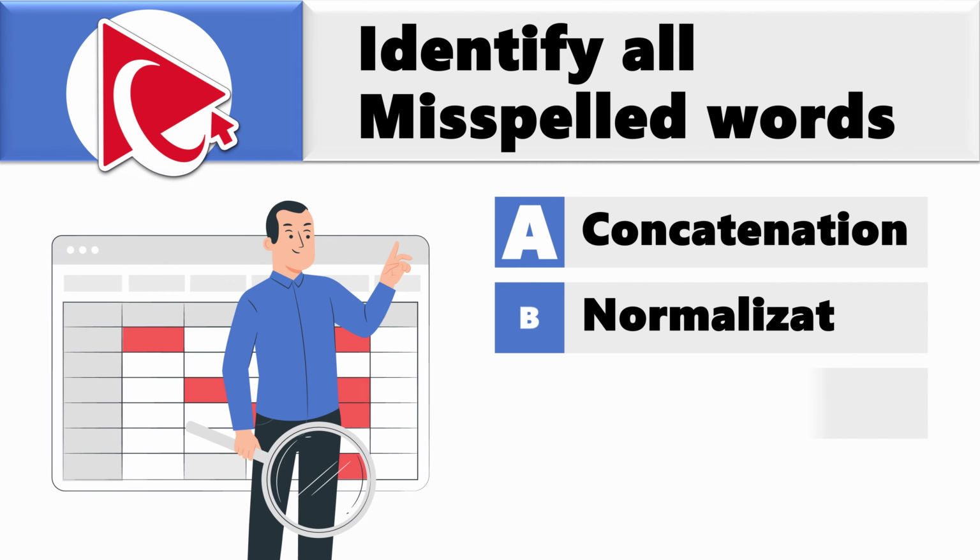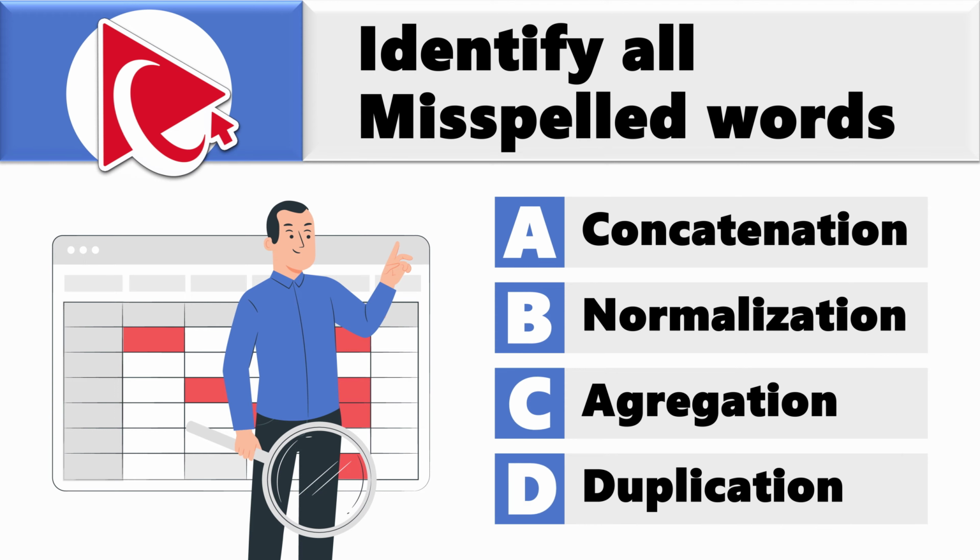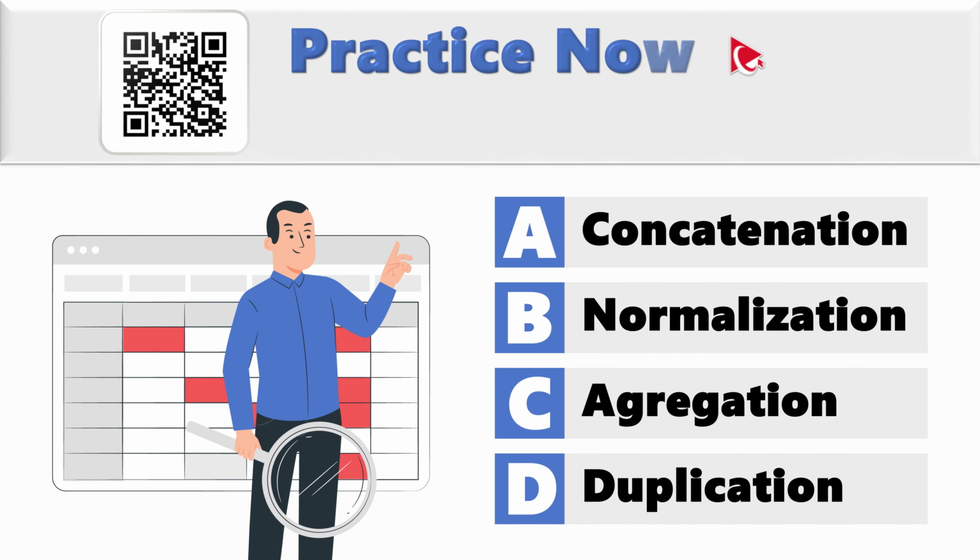You're presented with 4 words, and you need to determine the one that is misspelled. The words are choice A, concatenation, choice B, normalization, choice C, aggregation, and last but not least, choice D, duplication. Feel that you stumbled upon a tough task?